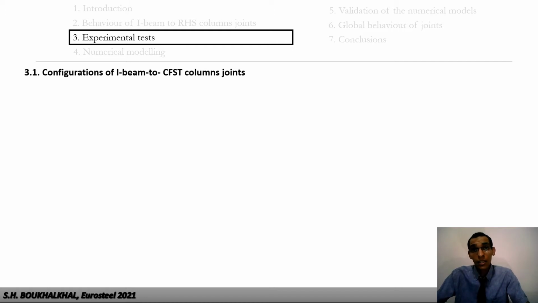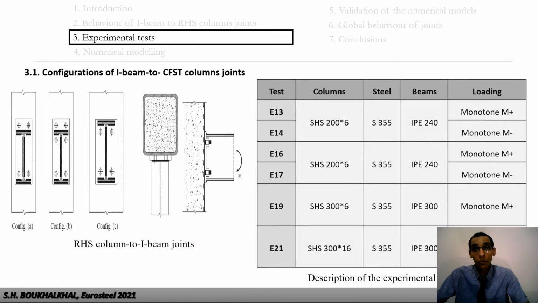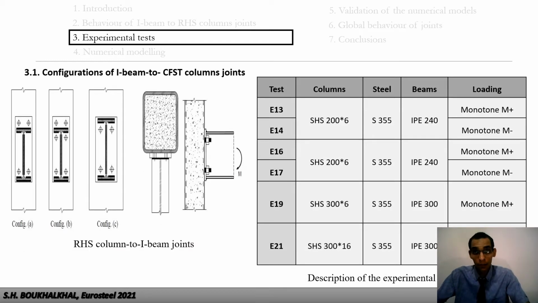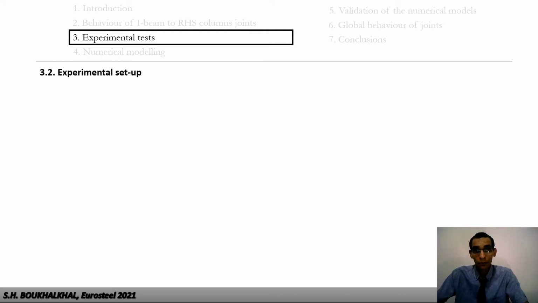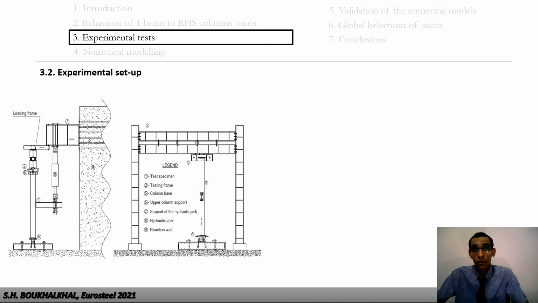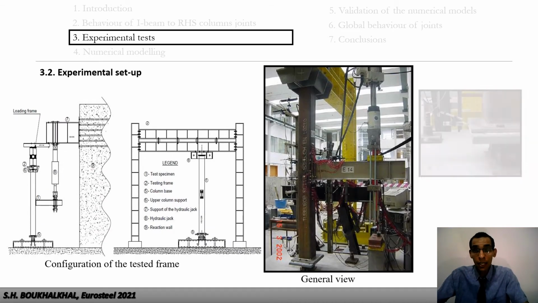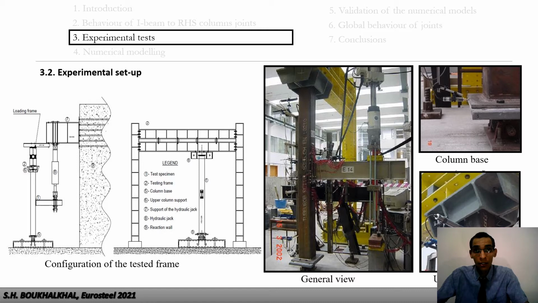An experimental study on specimens subjected to monotonic loading was developed at Coimbra University. They were carried out on test specimens subjected to monotonic loading comprising 3 different configurations. This figure illustrates the configuration of the test with the loading frame and the test pieces, as well as a general view with the boundary conditions.